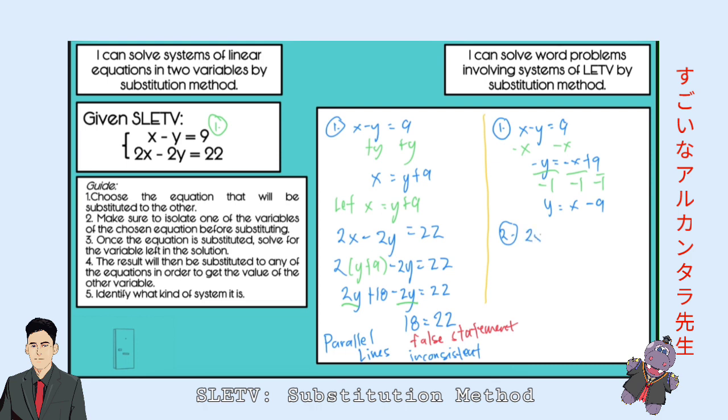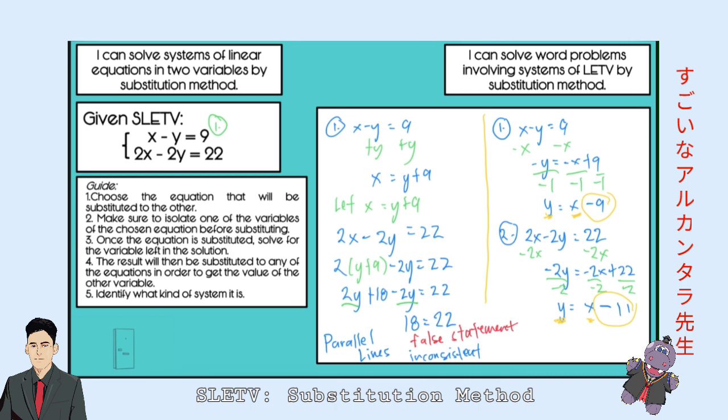Doing the second one, you will have 2x minus 2y equal to 22. Subtract 2x from both sides to isolate the y variable. Negative 2y equal to negative 2x plus 22. Divide the entire thing by negative 2 to isolate the y variable. You will get y is equal to x minus 11. As you can notice, the x's are the same, but the y-intercepts are different. That's why they are parallel. The slopes here are both 1, but the y-intercept for the first one is negative 9. The y-intercept for the second one is negative 11.